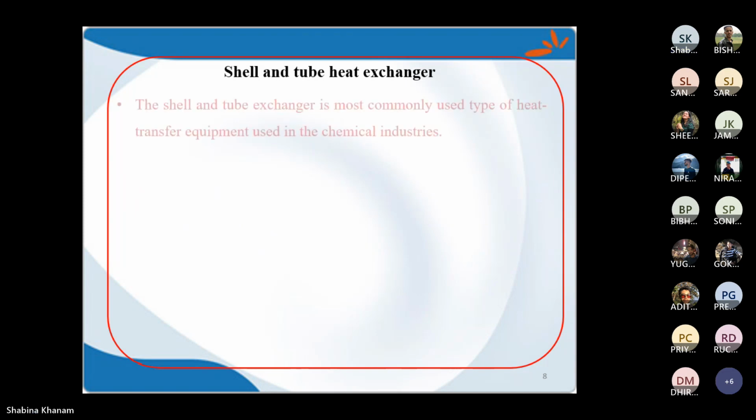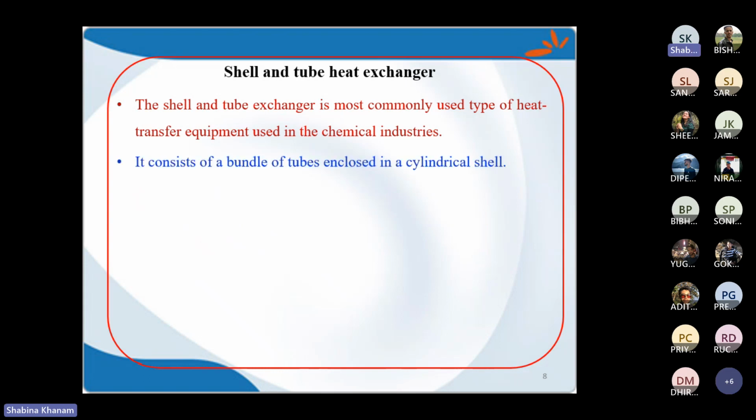So when I'm considering the shell and tube heat exchanger, wherever you go in a chemical plant, at least you will find this heat exchanger. This is the most commonly used type of heat transfer equipment in chemical plants, especially in refineries, where you can observe all chemical related activities.